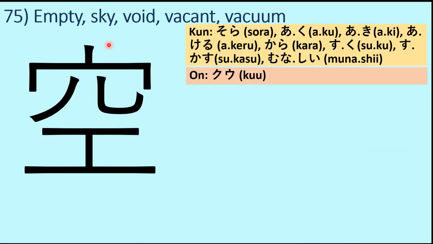The last symbol for today is sora, which means empty or sky, more commonly used for sky, and also used to represent void, vacant, vacuum, or emptiness. In Kun'yomi, there are several readings based on the usages, but the most common one is sora. Then it may be used as aku, aki, akeru, kara, suku, sukasu, and munashi. And in On'yomi, it is ku.